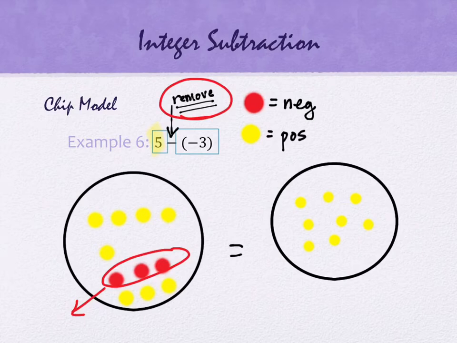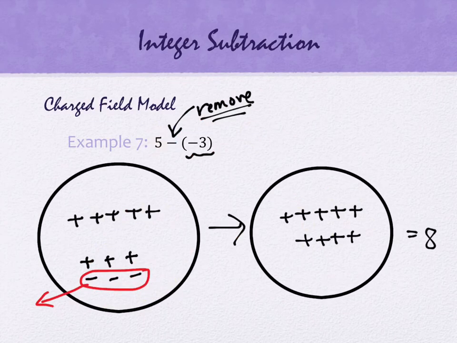Sorry, I should have put equals 8 over here as well. 8 was the answer. I'm removing negatives. Now let's say that the problem started out and it already had negatives inside. Would I have to add them in 0 pairs?